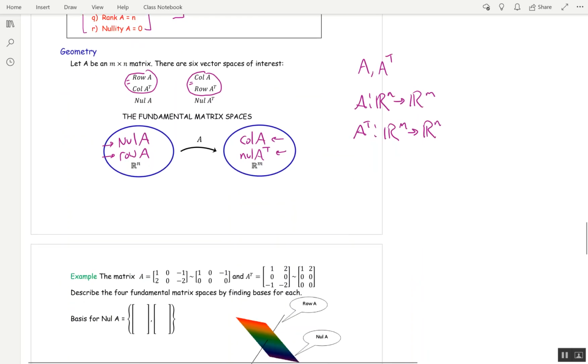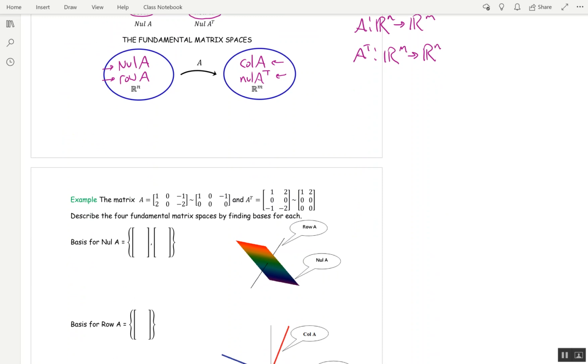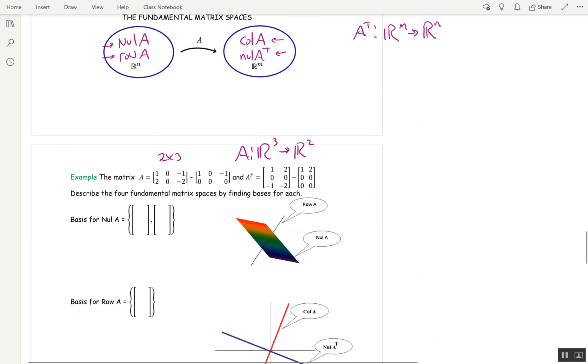So let's make it concrete. A is a 2 by 3 matrix. So A maps R3 to R2. So null A and row A, they live in R3. Let's find a basis for each one.